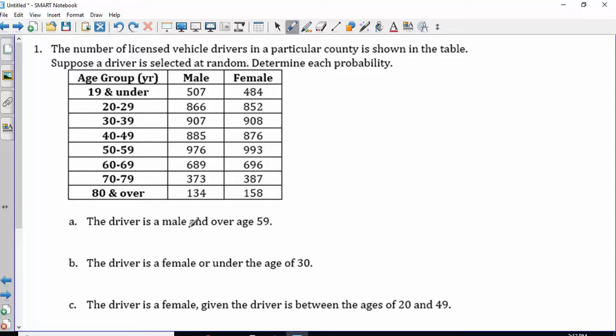So if I'm looking at this, I want the driver to be a male and over age 59. So we can do a formula, or can I look at my table and find out how many males are over 59? Yeah, males over 59, that's those people. So if you add those up, you get 1,196. If I don't give you a given, it is out of everybody. What did everyone in this table add up to? Okay, so if we do that, we get 0.1119.